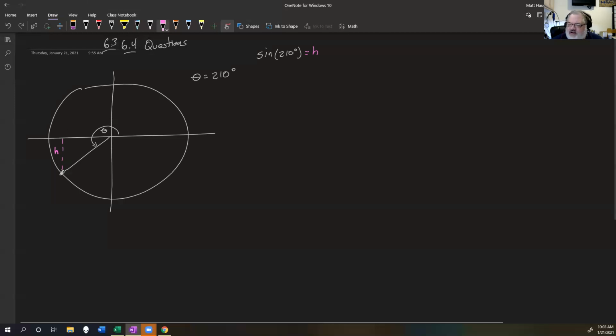So what this question is asking in 9, it says, find another angle between 0 and 360 degrees. So find a different angle in the first rotation that has the same sine value as 210 degrees does. So another angle that has that same height for its sine value. Now, because that sine value, that h, is going to be negative, what other quadrant must we be looking at? What other quadrant is sine negative in?